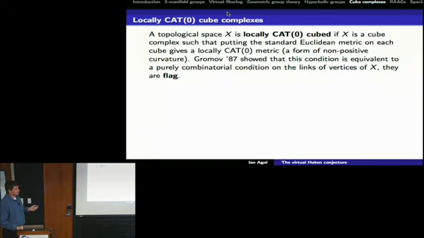So it's a non-positive curvature. What does it mean, though? It means you look at a triangle and you compare it with the Euclidean triangle of the corresponding same edge lengths. And the distance from a vertex to the opposite side in your triangle should be less than or equal to the corresponding distances in the Euclidean plane.